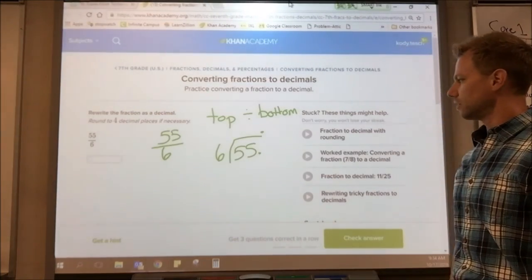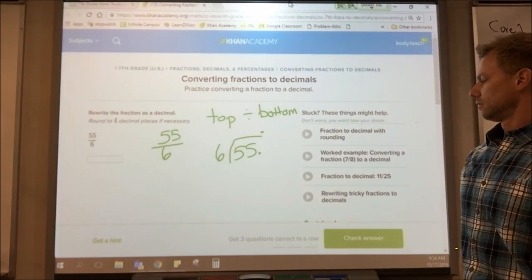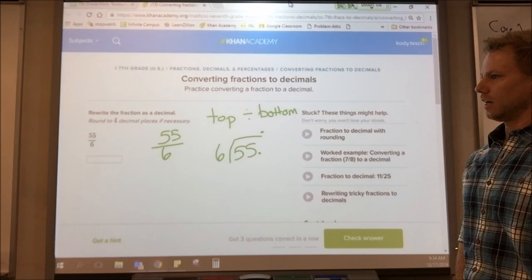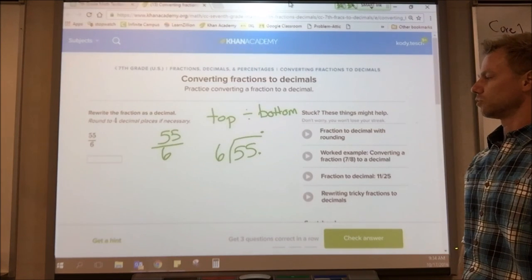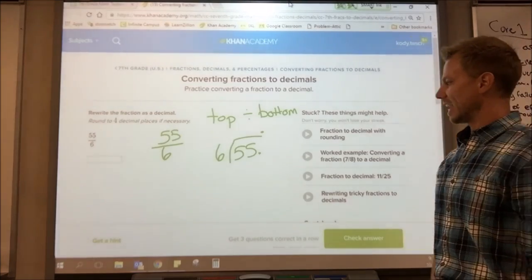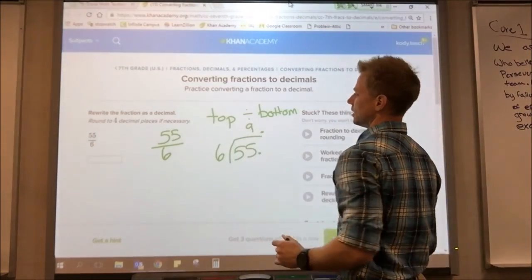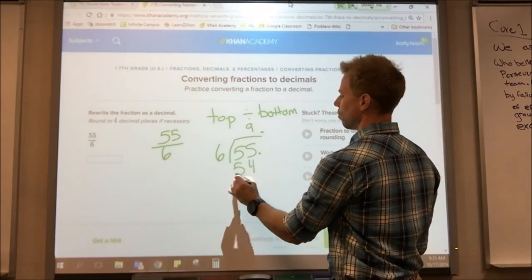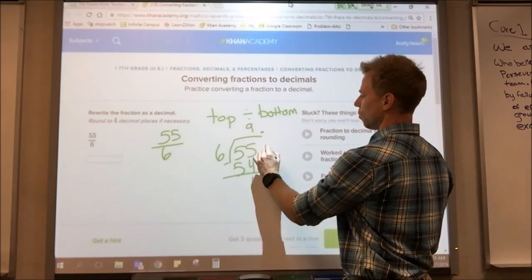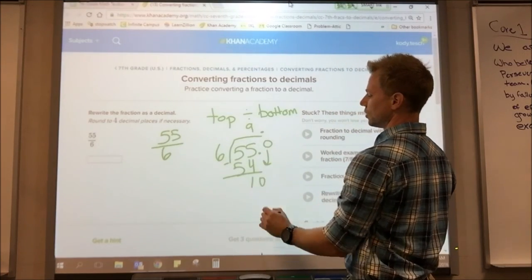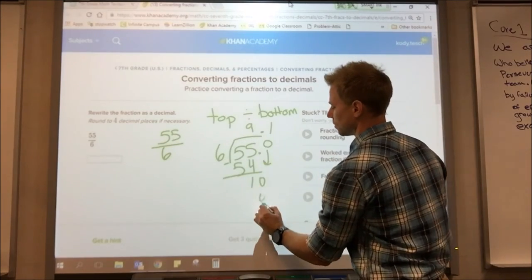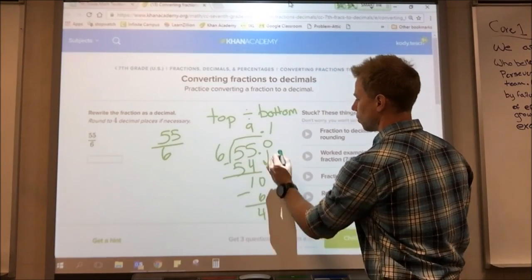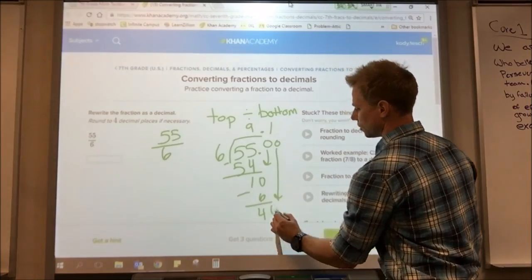6 goes into 55. Let's see. 11 times would be 66. So that's too much. 10 times would be 60. Must be 9 times. 9 times 6 is 54. Subtract, we get 1. Bring down a 0. 6 goes into 10 once. 1 times 6 is 6. Subtract, we get 4. Bring down another 0.